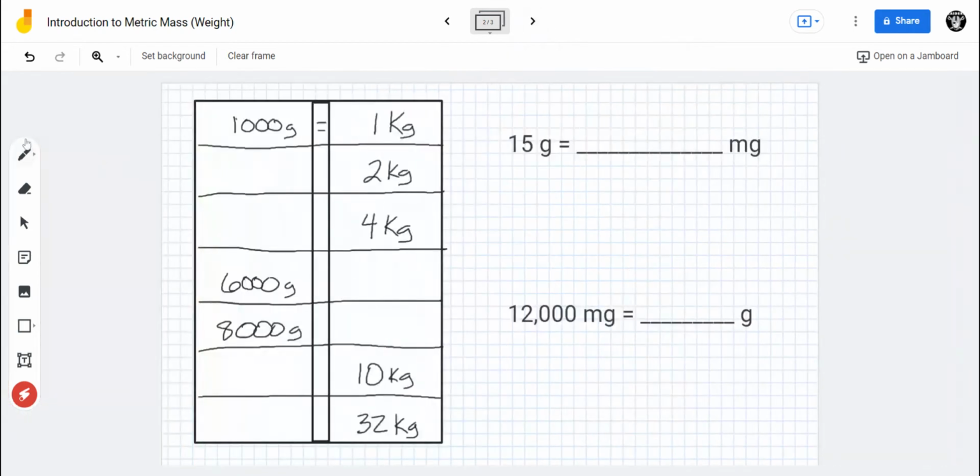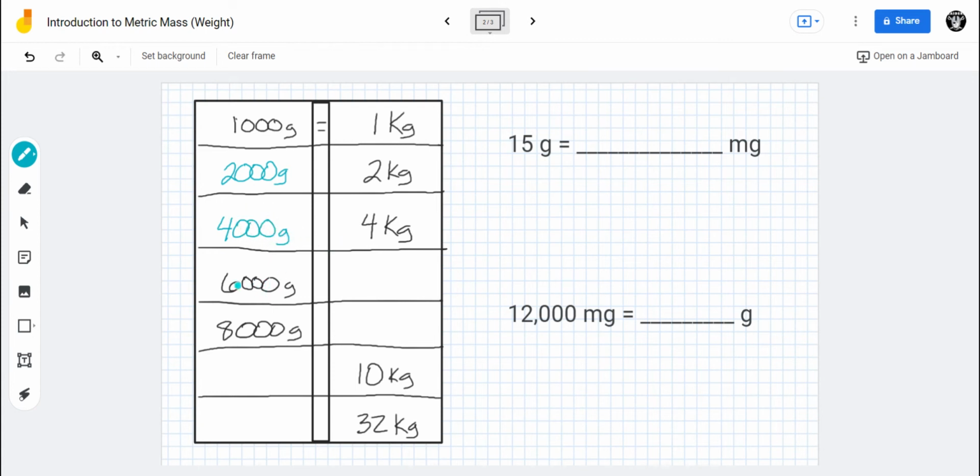Let's go ahead and get some practice with these different things. We're going to start out with this chart here. We now know that 1,000 grams equals a kilogram. Now, if we get 2 kilograms, we have to think that through. How are we going to figure out how many grams that is? Well, if 1,000 grams equals a kilogram, if I take 2 kilograms and multiply it by 1,000, I will get 2,000 grams. Same thing here with 4 kilograms. 1,000 grams equals 1 kilogram, so if I multiply 1,000 times 4, it'll tell me that 4 kilograms is equal to 4,000 grams.